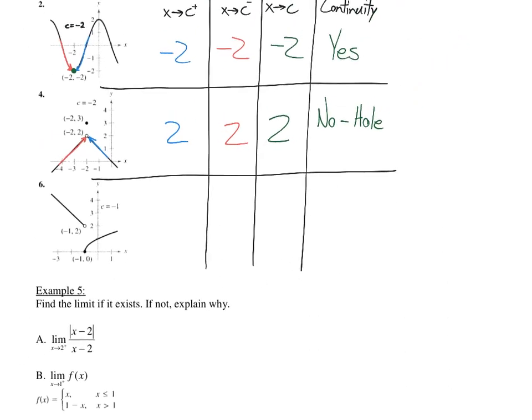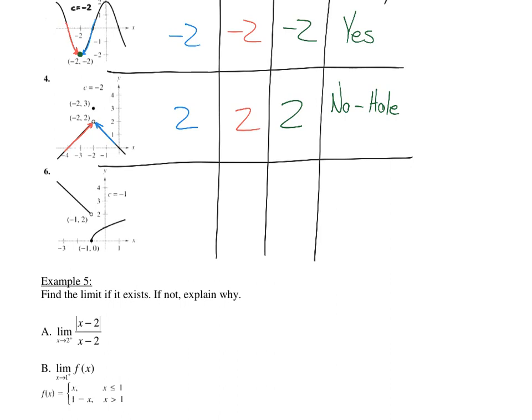Now, 6 is a little bit different. As we approach, in this case we're approaching -1. Here, notice c is -1 in this case. As we approach -1, what is our function approaching from the left? It's approaching 2. As we approach -1 from the right, what's our value of our function approaching? 0. So what does our limit equal? It does not exist. Both side limits do exist, but they're not equal. Therefore, the limit does not exist.